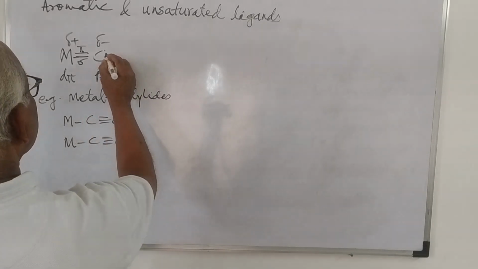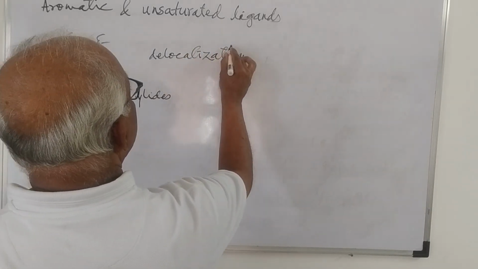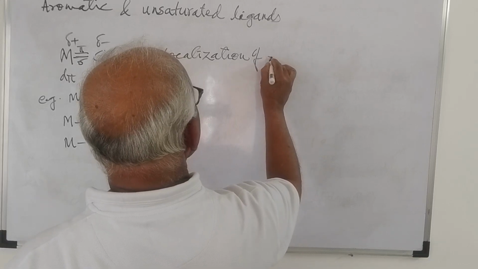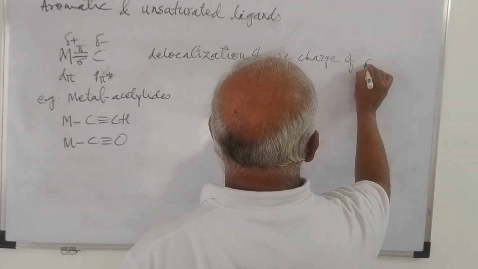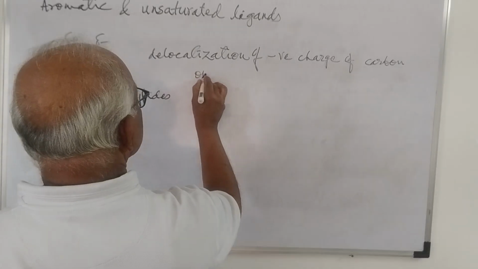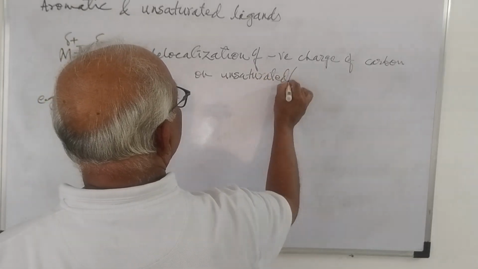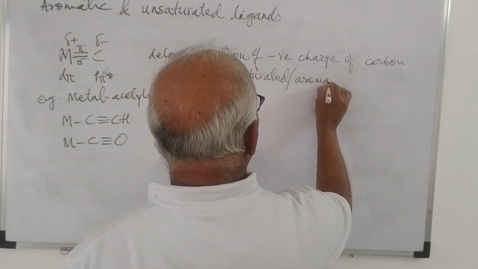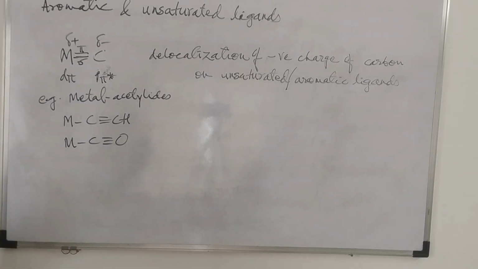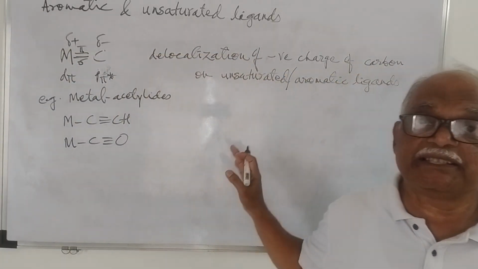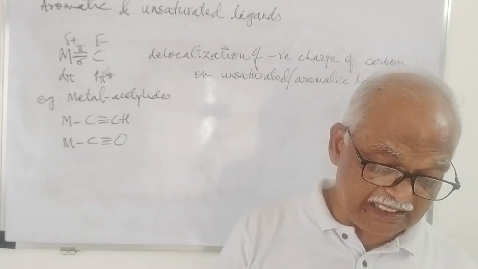So this delocalization of this negative charge of carbon on unsaturated or aromatic ligands provides greater stability to the metal carbon bond as well as to the organometallic compounds.